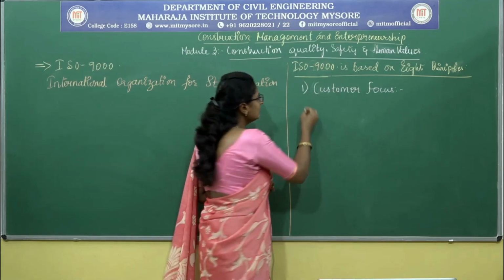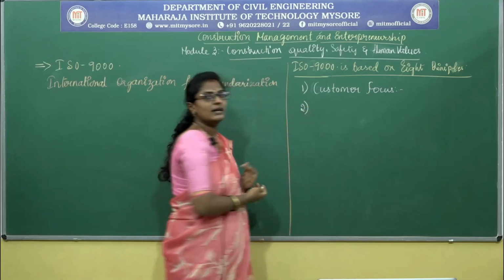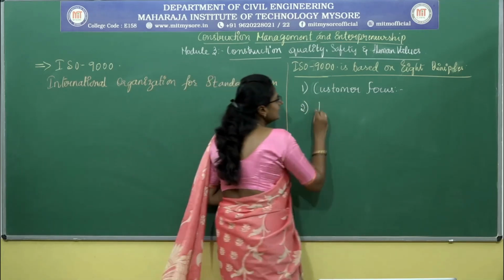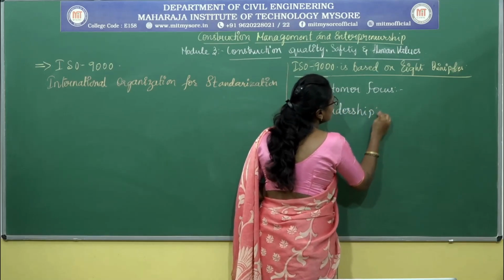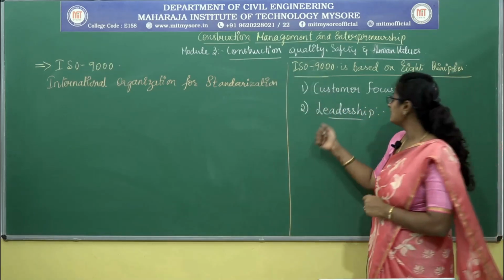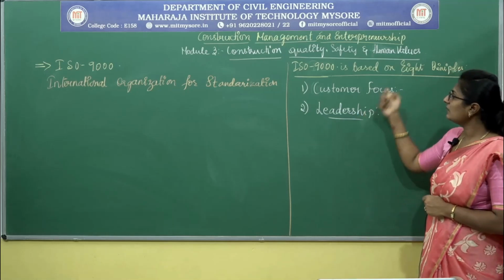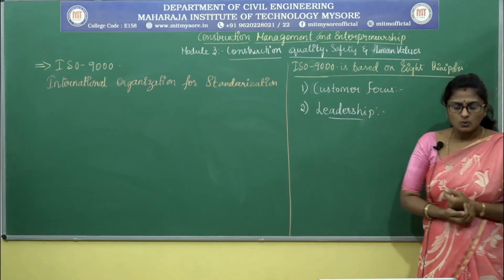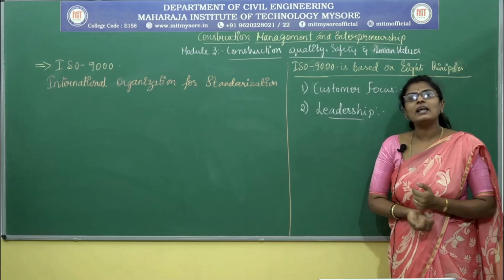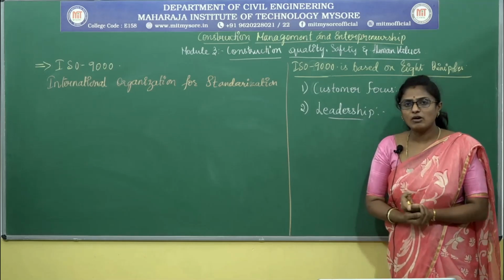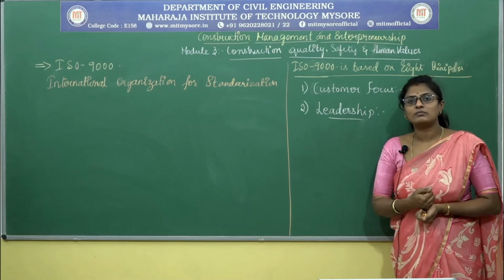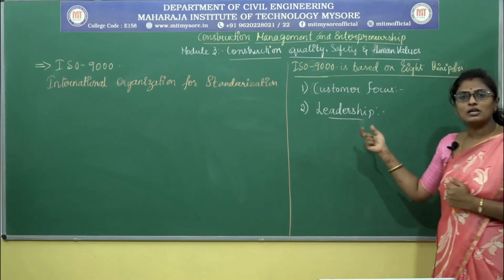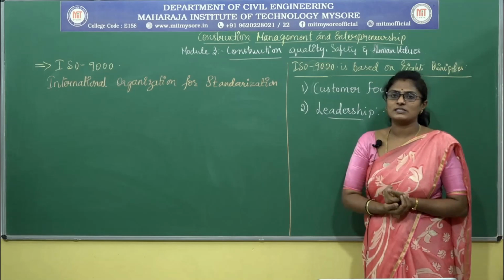So then the next principle is the leadership. So what is this leadership? This leadership is the second principle of ISO 9000, which aims at creating an internal environment in which people are fully involved for a particular project or a particular process.